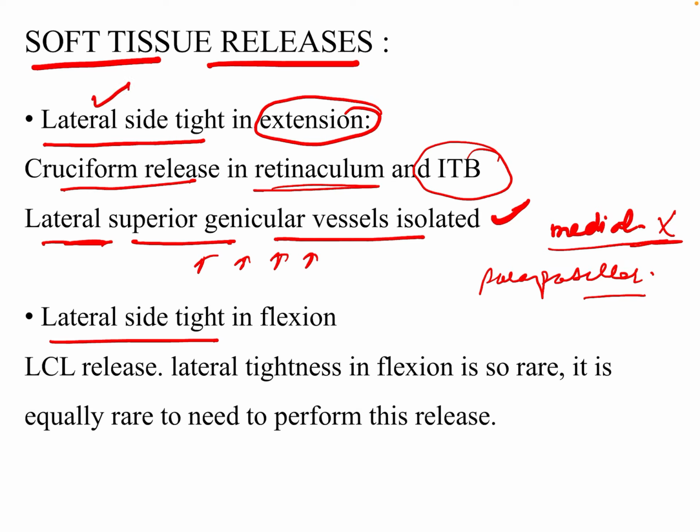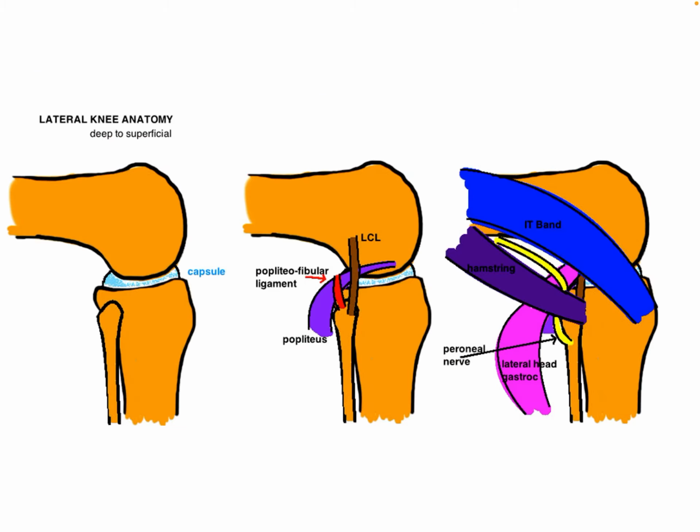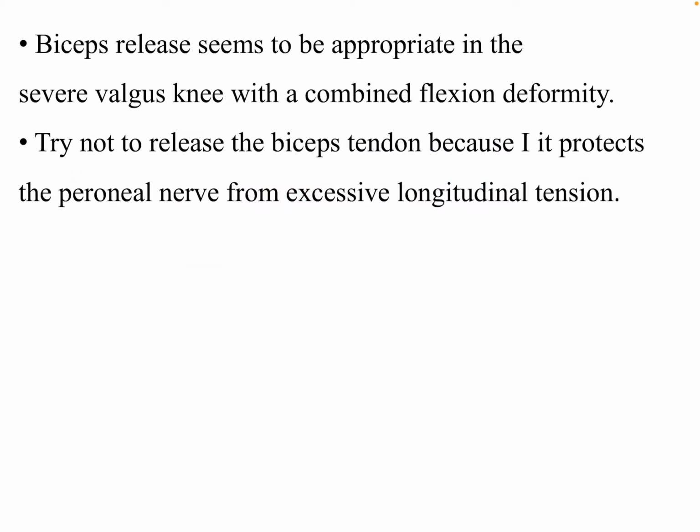So in case of lateral side tightness in extension, we will go for the cruciform release of the iliotibial band. In case of lateral tightness in flexion, we will go for the LCL release. Lateral tightness in flexion is very rare, so it is equally rare to perform this release. So this is about the soft tissue releases. To do them, we should know the lateral side anatomy. Deeper we have the LCL, popliteofibular ligament and popliteus muscle, and superficially we have the iliotibial band, the hamstring, and the lateral head of the gastrocnemius.